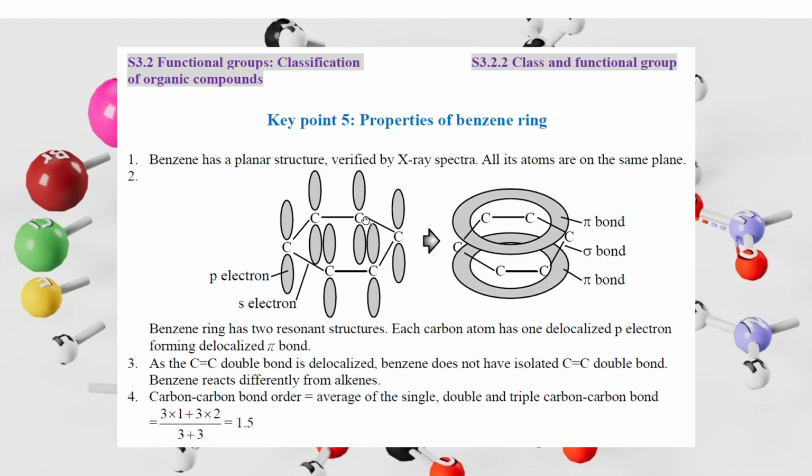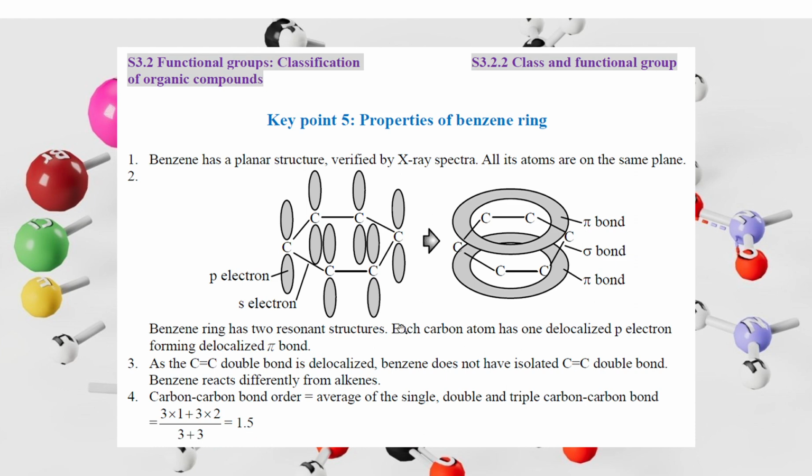And the benzene ring is a good introduction to the resonance structure, right? The p orbitals overlap sideways together, forming the delocalized system. The benzene ring has two resonance structures. Each carbon atom has one delocalized p electron, forming a delocalized pi bond, and the C-C double bond is also delocalized. So the C-C bond order is 1.5.